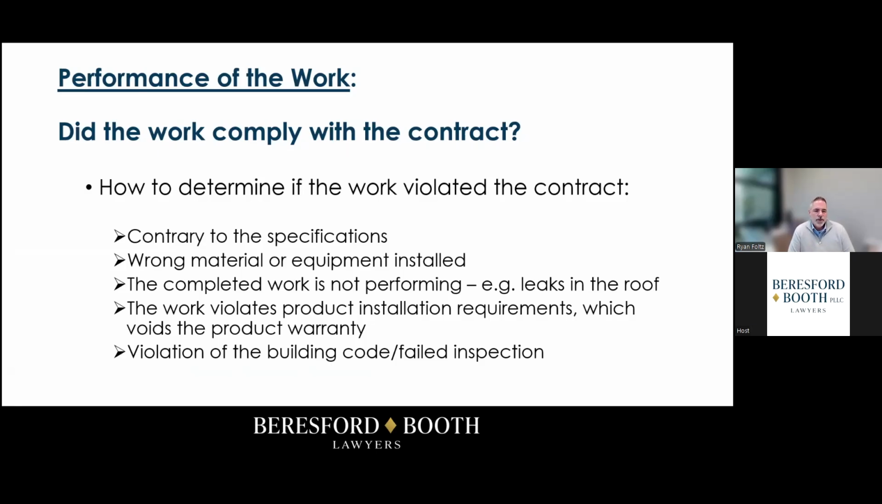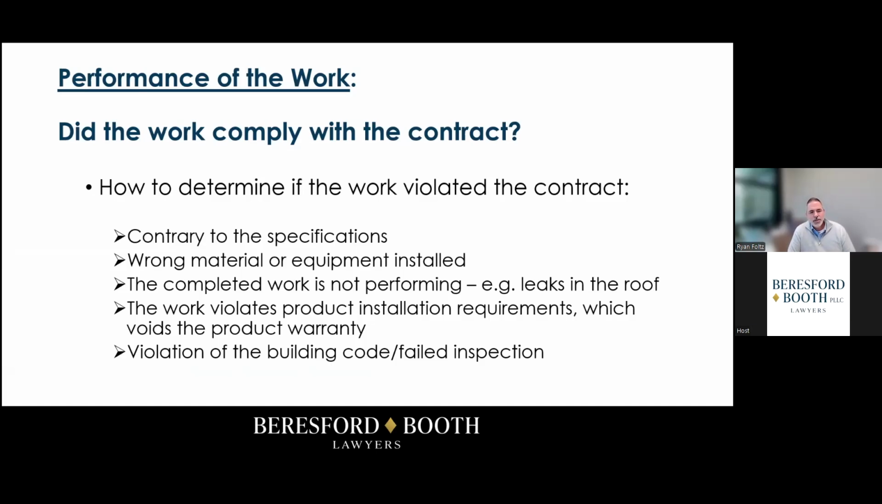Some easy ways to identify defective work would be if the wrong material is used. You specified a certain color tile and the contractor shows up with a different color tile. That's an obvious defect. Maybe the equipment is wrong or it was specified incorrectly. But frankly, the easiest way to find defective work is if the work is simply not performing. So if a contractor, for example, is hired to install a new roof or install new siding, windows, doors, those sorts of things, and after the first rainstorm, water is gushing through the roof or through the sliding glass door, the work isn't performing. And so that defective work is easy to identify.